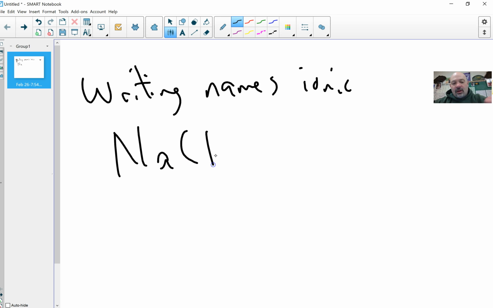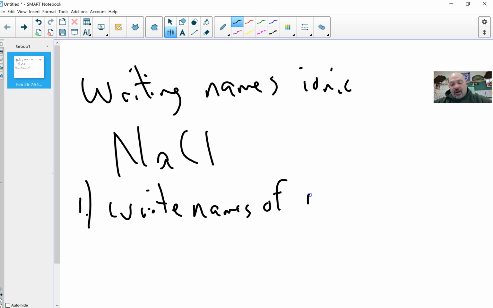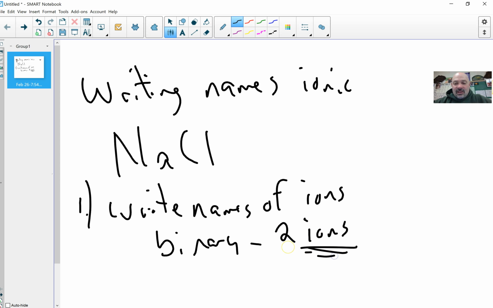So for example, let me take a couple of simple ones. One that we already all know, NaCl. How do we name this thing? How do we come up with a name for this ionic compound? Very simply, there are two steps. Step one, write the names of your ions. Remember, these are always going to be binary, so there's only ever going to be two ions. That's going to be important as we get to polyatomic ions.